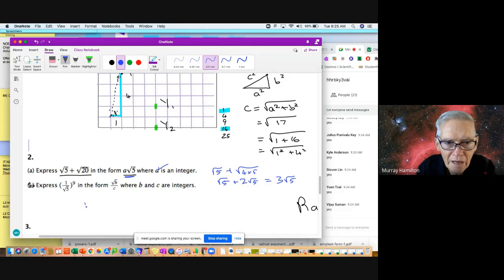We have 1 to the power of 9 over root 5 to the power of 9, because I'm putting that power over both parts. 1 to the power of 9 is still 1. And root 5 to the power of 9 is 5 to the 9 over 2. Now, if I want this as an integer, I've got to get rid of the square root part. So if I times this by 5 to the power of 2 over 5 to the power of 2, by doing this, I'm multiplying by 1.